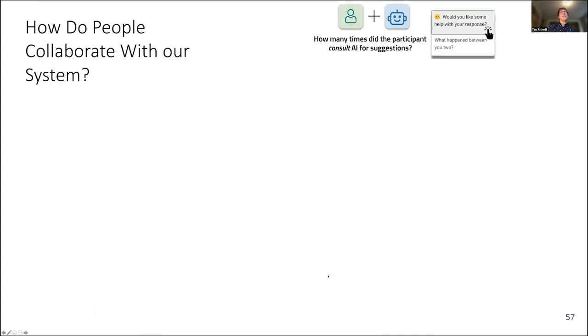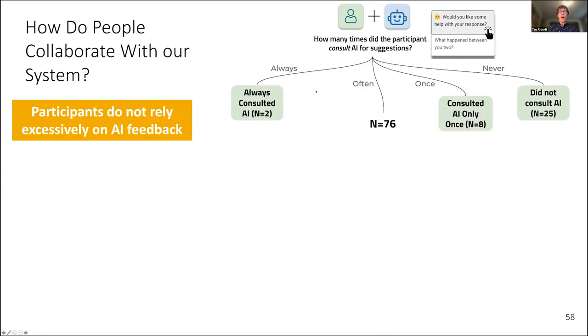And I do want to share a little bit about how people use the system. So first we essentially clustered how people interacted with the system. And here are the clusters that we came up with. How often did people use the system? There were some people that did it always, every single time. Most people did it often, but some people also did it only once or even never.